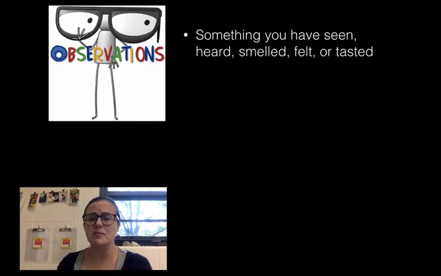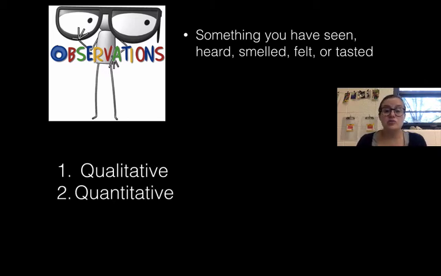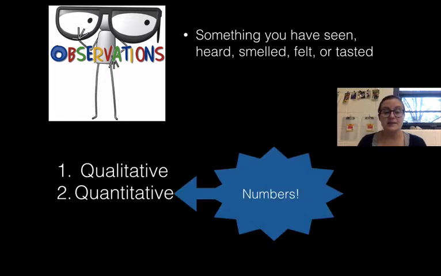I want to talk a little bit more about observations. So an observation is something you have seen, you've heard, you've smelled, maybe you've felt it or tasted it. As you may notice, these are your 5 senses. So it's something that you have found out based on your 5 senses. There are 2 types of observations that we spoke about: qualitative observations and quantitative observations. The easiest way to remember the difference between the 2 is that quantitative measurements contain numbers.